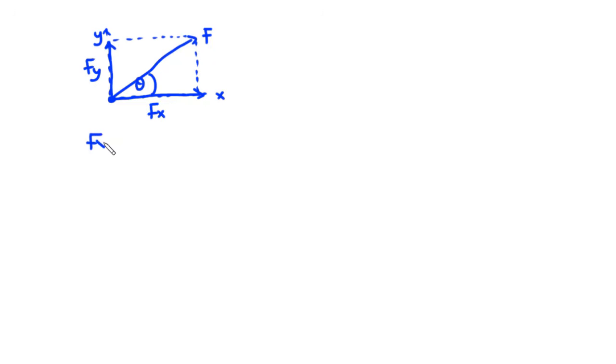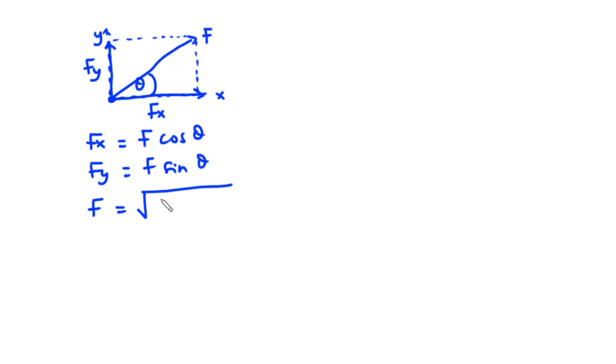Now Fx can be found by multiplying the force, that is the resultant force, by cosine of the angle theta, and then Fy is also equal to F sine theta. Now the resultant force F is equal to the square root of Fx squared plus Fy squared, and the angle theta is equal to tan inverse of the vertical component divided by the horizontal component.